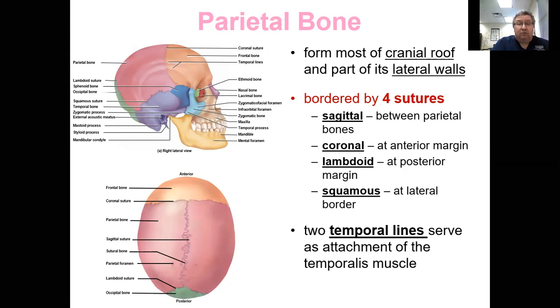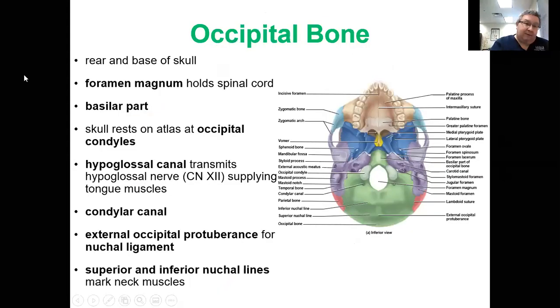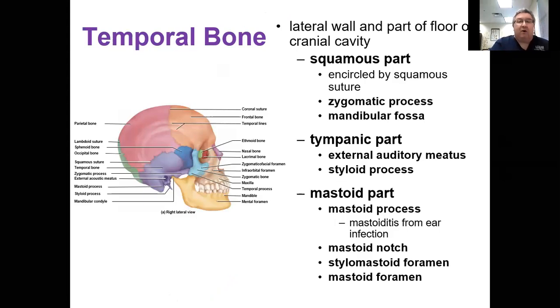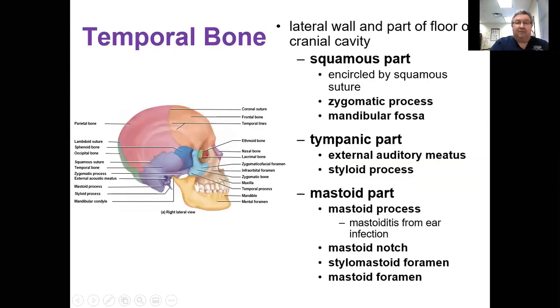The next bone, it doesn't want to move. The next one is the temporal bone. Now, the temporal bone does have some landmarks that you're going to need to know. The temporal bone is located on the lateral side. Hang on. Will it stop skipping? Why can't I get my pencil?